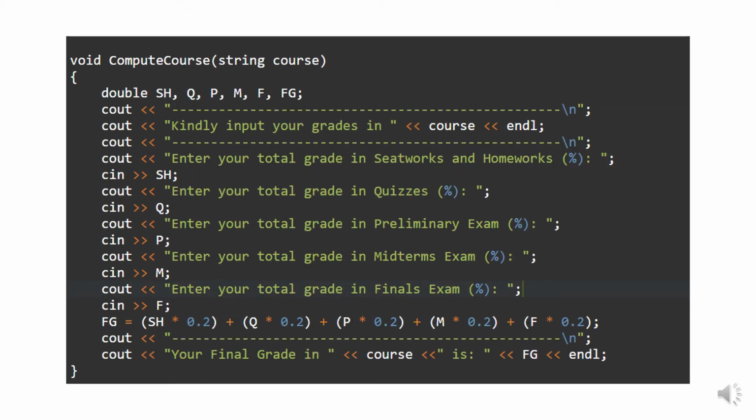Next, we have another void function, compute course, where the contents are asking the user to enter his or her grades in percentage. The course is a string because we are comparing it in the if-else statement.